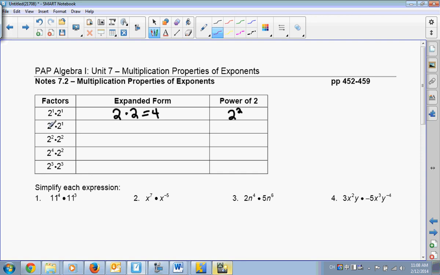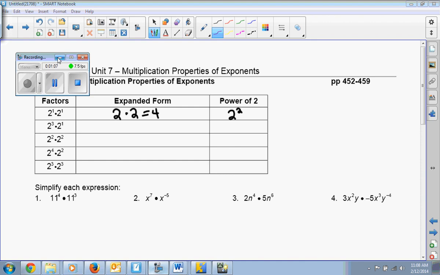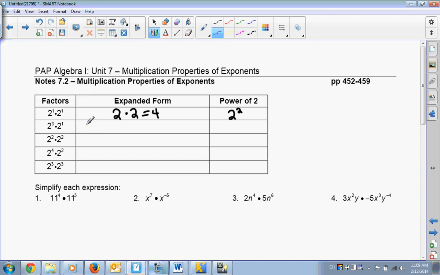All right. 2 cubed means what? 2 times 2 times 2. Okay, 2 cubed is 2 times 2 times 2, times 2 to the first, which is another 2. So it doesn't really matter to me what it equals. What I'm trying to get you to see is how many 2's are happening here. So this is really 2 to the power of 4.